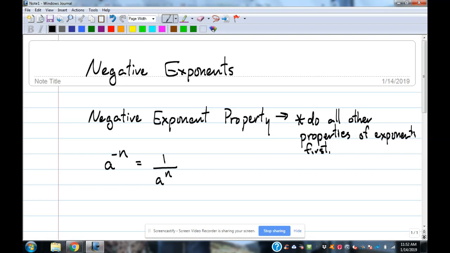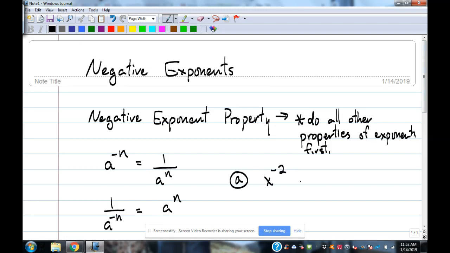To make them positive, you move them from where they are to the other spot. So if they're in the numerator and they're negative, we move them to the denominator and make them positive. Okay? If it's 1 over A to the negative n, right now it's a negative in the denominator. To make it positive, we move it up to the top, and it becomes A to the positive n. Okay? Makes more sense when you see an example of it. So let's look at an example.